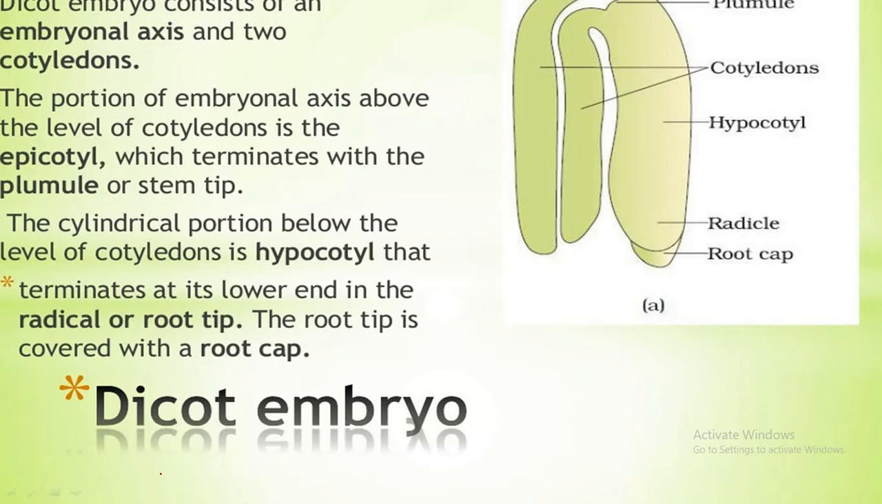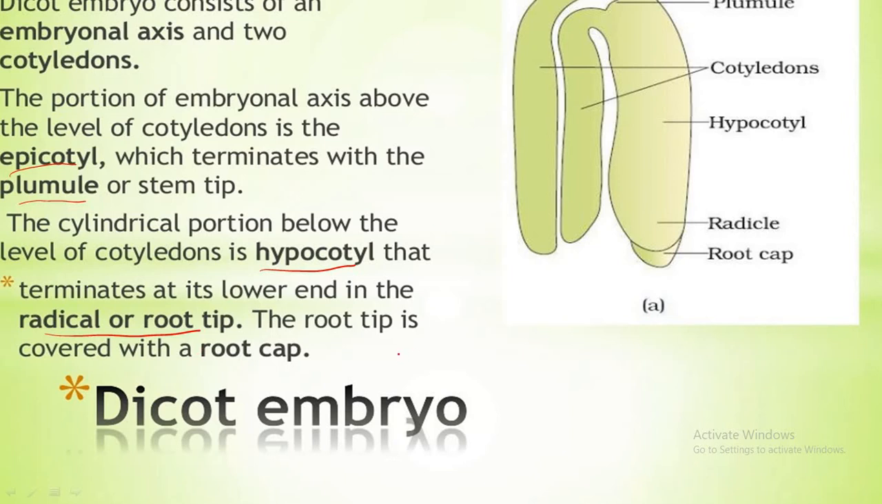Now let us study the structure of a dicot embryo. A typical dicotyledonous embryo consists of an embryonal axis and 2 cotyledons. The portion of the embryonal axis above the level of cotyledon is the epicotyl, which terminates with the plumule or stem tip. The cylindrical portion below the level of cotyledon is the hypocotyl, that terminates in the radicle or root tip. The root tip is covered with a root cap.